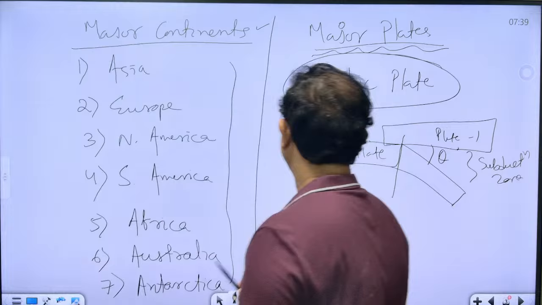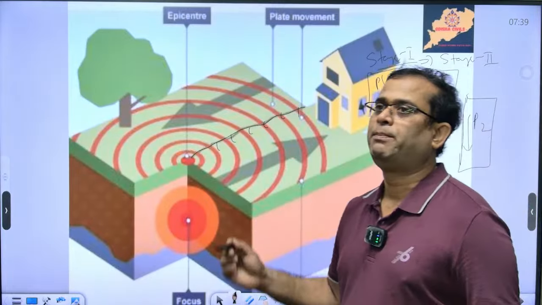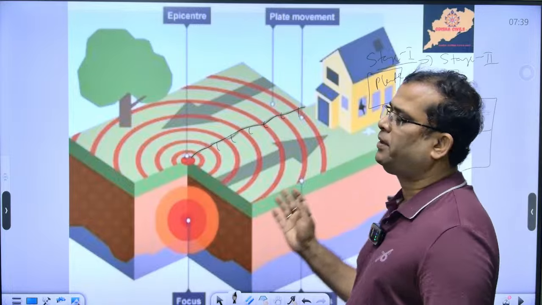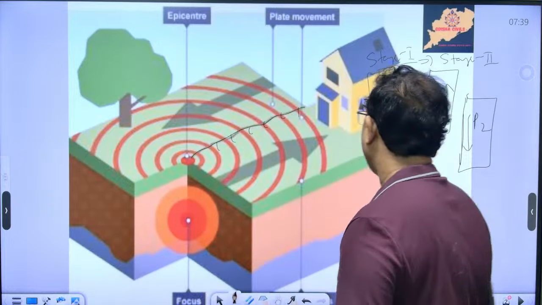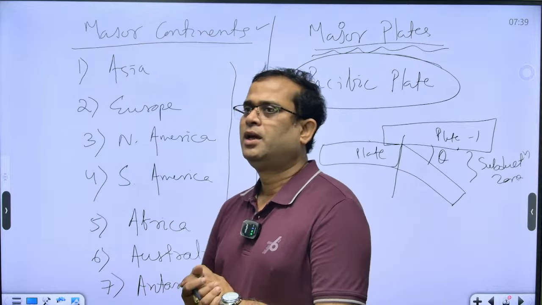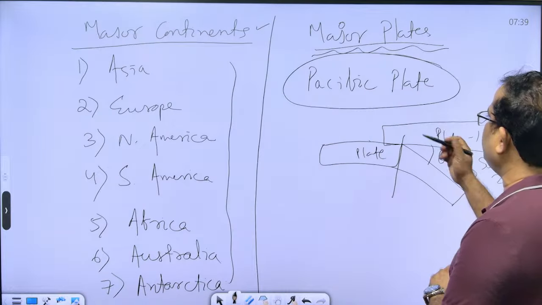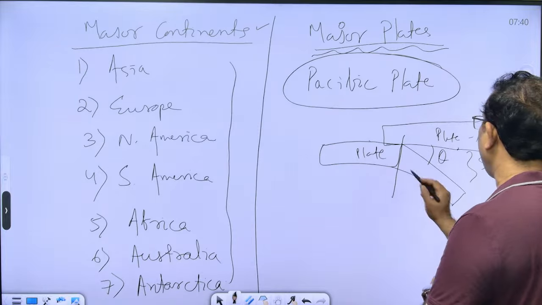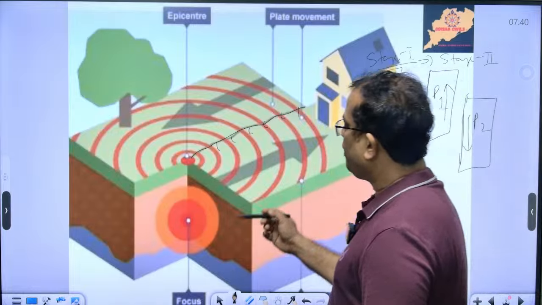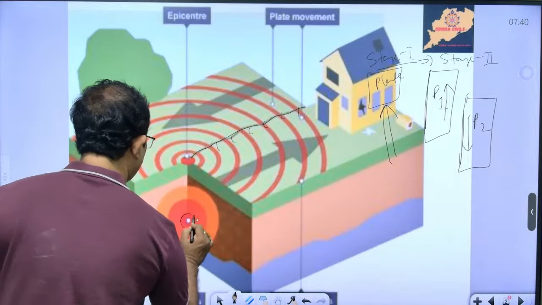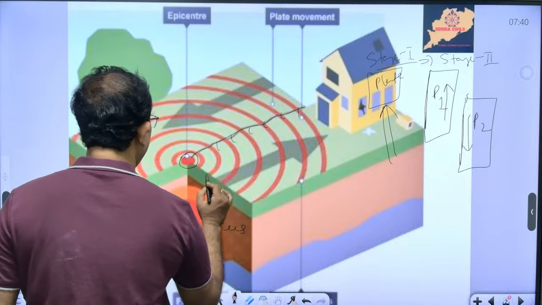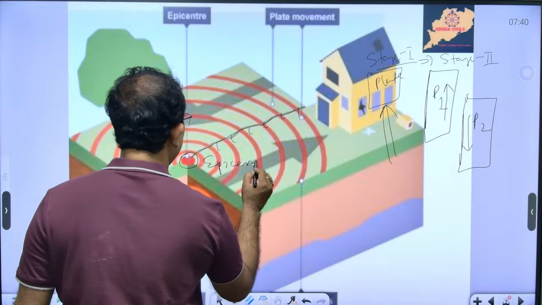Here we see that earthquake happens in a different way. One part is moving, two different plates are moving in different directions, right? Let's see here: these are the major continental plates and major plates like the Pacific plate, plate 1 and plate 2. If we describe the earthquake, this point is your focus, and this point is your epicenter.